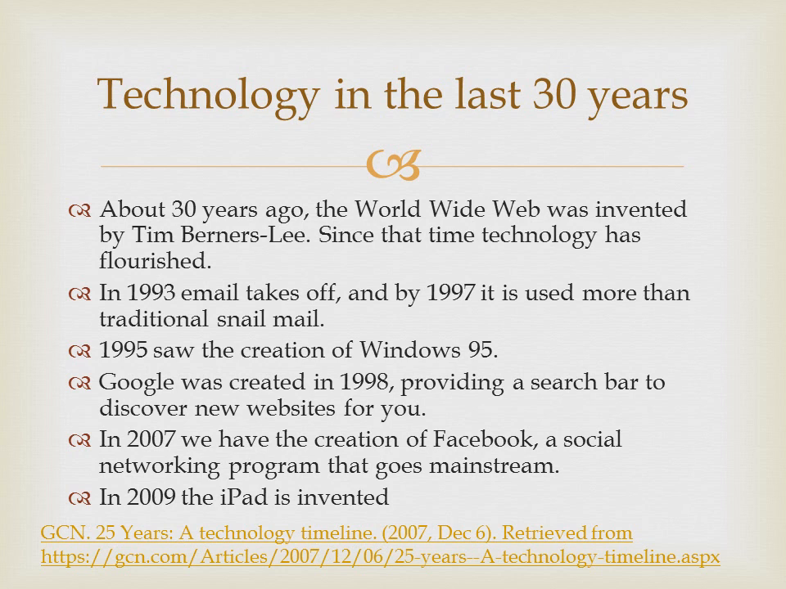1995 saw the creation of Windows 95, which was the operating system many computers used. Google was created in 1998, and this provided a search bar to discover new websites for you. You no longer had to go search for them yourself. In 2007, we have the creation of Facebook, which is a social networking program, and this goes mainstream. Since then, many other social networking programs like Twitter, YouTube, and others like that have gone mainstream.